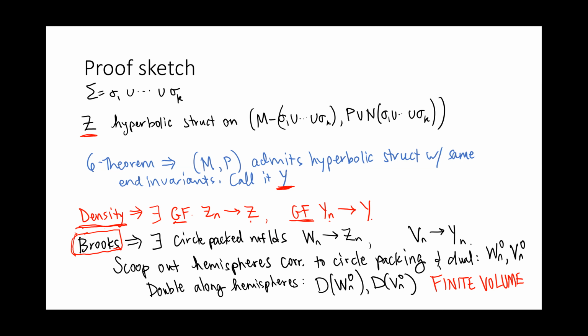Well, let me just state it. I should probably have reviewed it, but let me just state it. Brooks says that when you have a geometrically finite structure, then you can approximate it by geometrically finite manifolds that admit circle packings on their boundary.